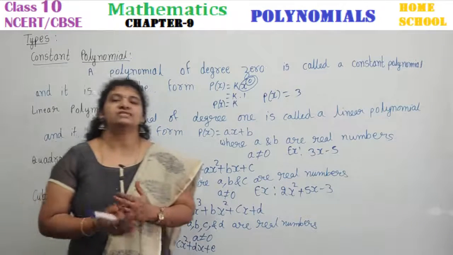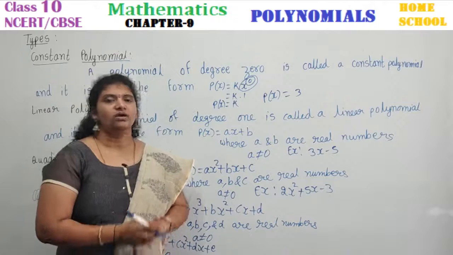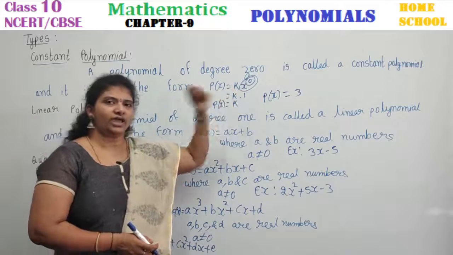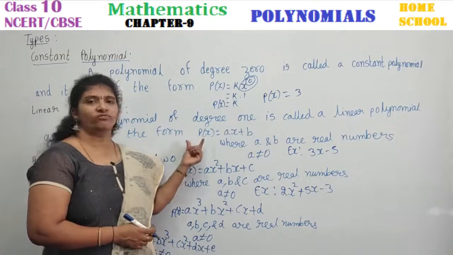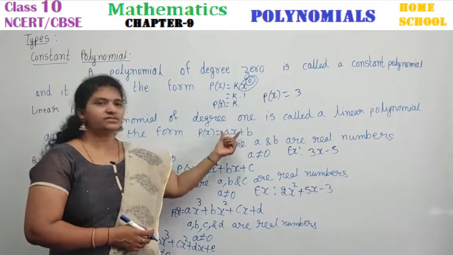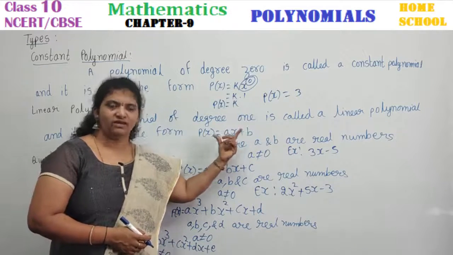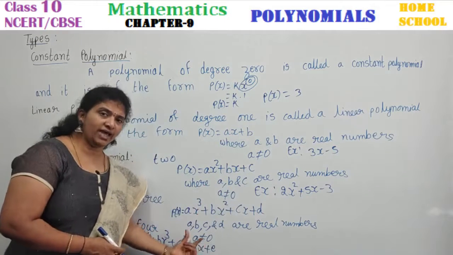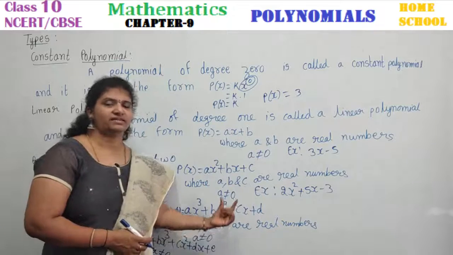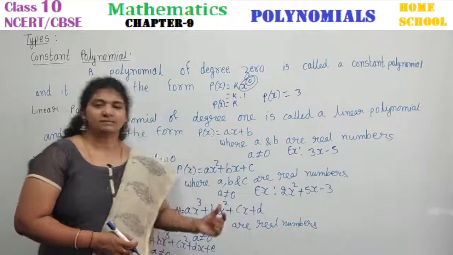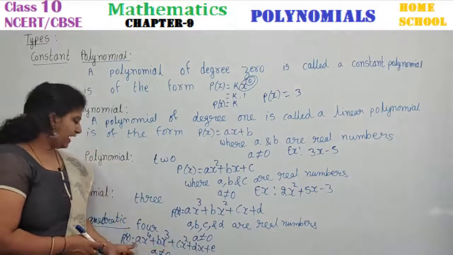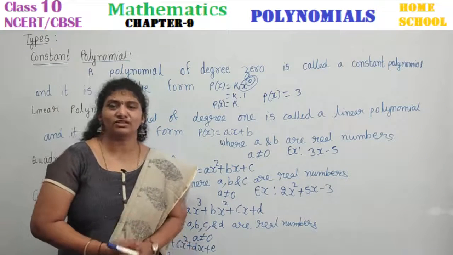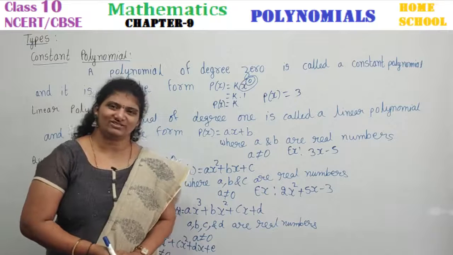And now comes the standard form of a polynomial. What is the standard form of a constant polynomial? p of x is equal to k. What is the standard form of a linear polynomial? That is, p of x is equal to ax plus b. Quadratic, ax square plus bx plus c. Cubic, ax cube plus bx square plus cx plus d. Similarly, biquadratic, ax power 4 plus bx cube plus cx square plus dx plus e. These are all the standard forms of the polynomials.